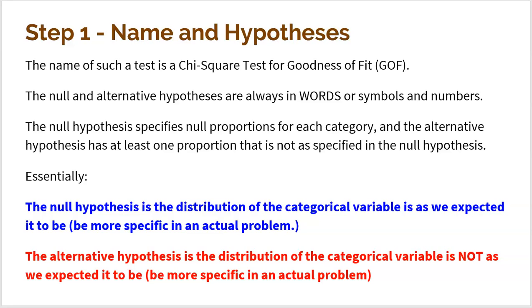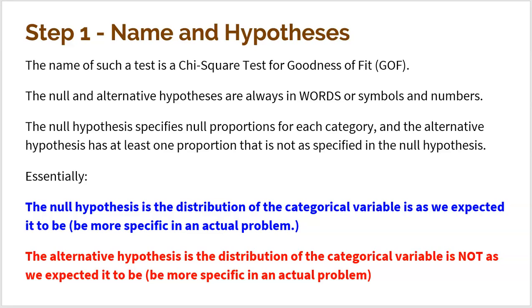Essentially, the null hypothesis is the distribution of the categorical variable is as we expected it to be. I'll show you that more specifically in the eye color example in a second. The alternative hypothesis is that the distribution of the categorical variable is not as we expected it to be. Because that's what we're trying to see. We're trying to see, is the data no longer valid? Is the distribution that we said no longer valid?